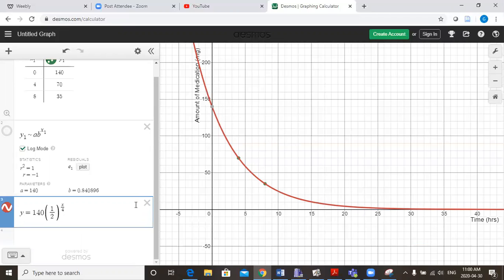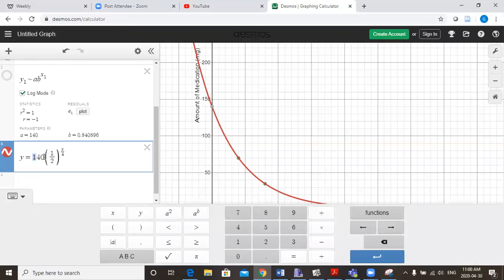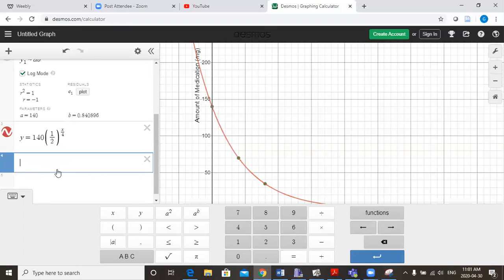So that is using the pre-cal method, where you keep it as the initial value multiplied times the base, which is what the rate of change is, to the power of x over the time frame. So if it was every hour, then it would be x over 1, which would be x. If it was every 24 hours, then it would be x over 24. It all depends what the time frame is for the rate of change.